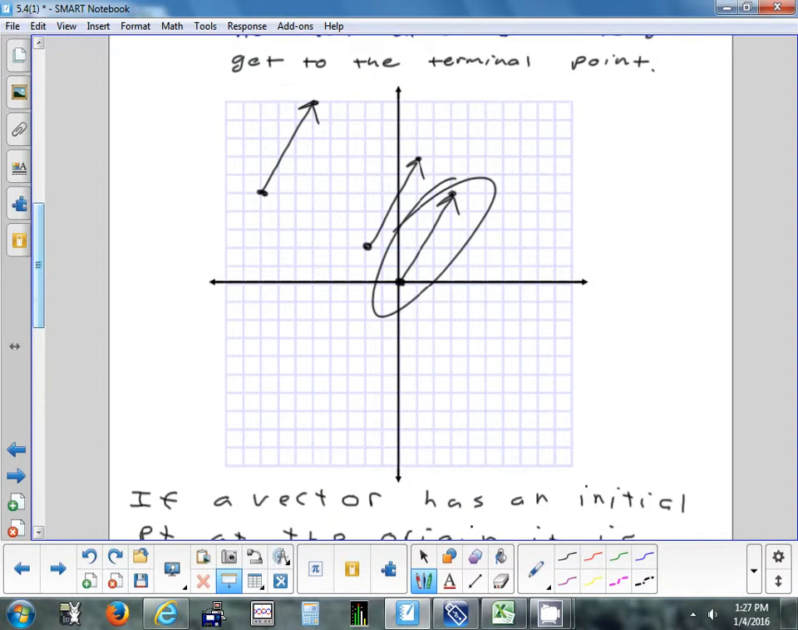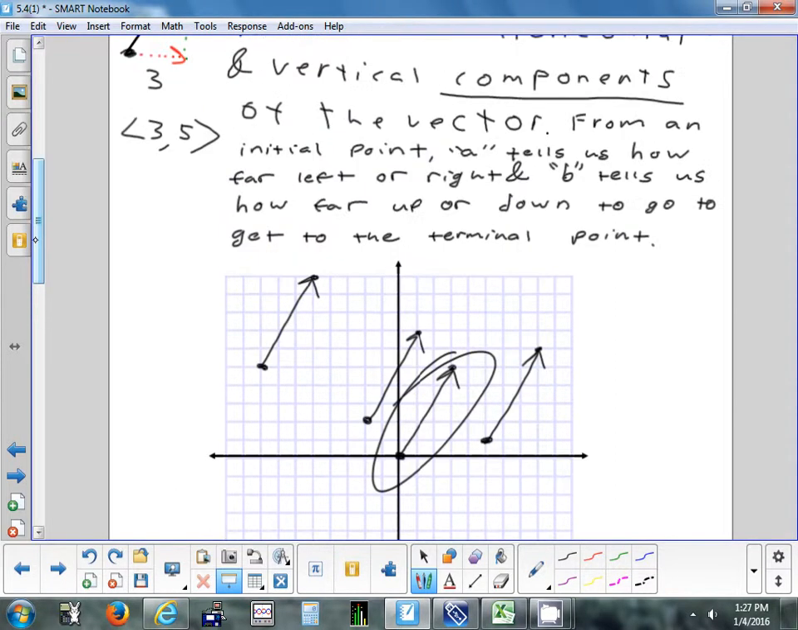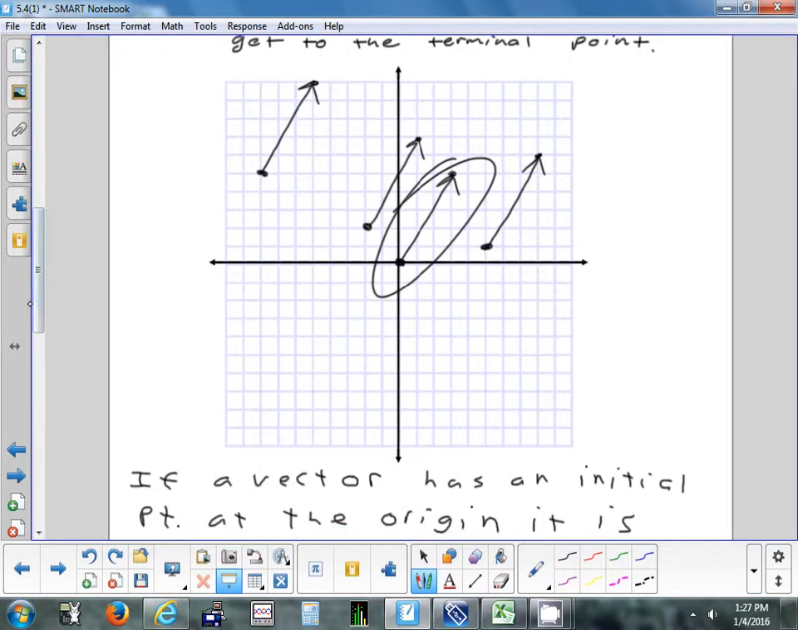Okay, I'm just going to draw one more. Now, sometimes what they're going to do is give you the coordinates for a starting point, give you the coordinates for an ending point, and they want you to come up with something like that. Okay, let's try that on this one. Okay, we already know the answer. Okay, this is vector 3, 5.